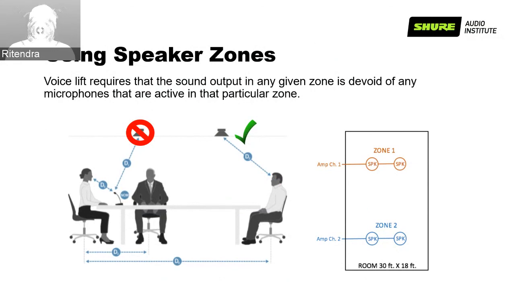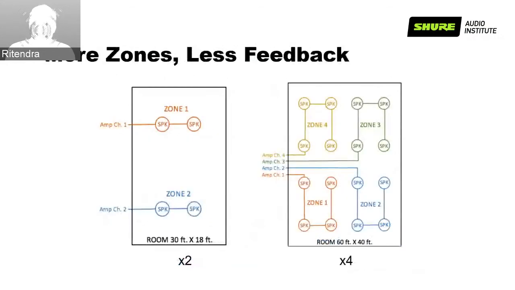Having more zones can help to maintain the mix minus properly, right? So mix minus is the key for such a system. More zones, less feedback. What that means is, if you have more zones, you have more control over the speakers and you can easily do the mix minus to have the proper outcome from the system.